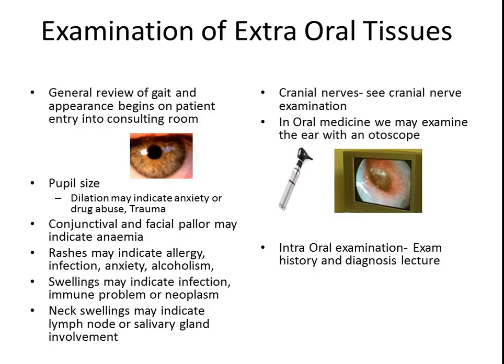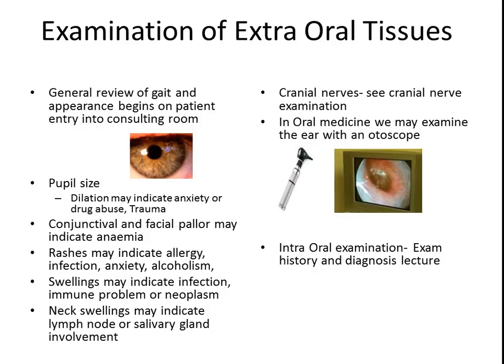Conjunctival and facial pallor may indicate anemia. Rashes may also be present, and that could be an indication of such things as allergy, which might have a generalized presentation, infection, which would be a little bit more localized, or things such as alcoholism might also be generalized.